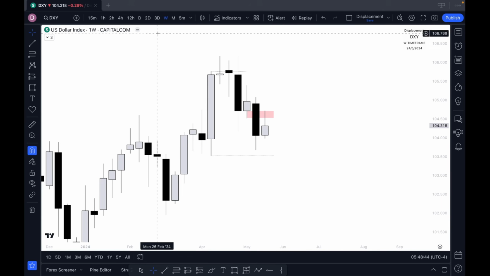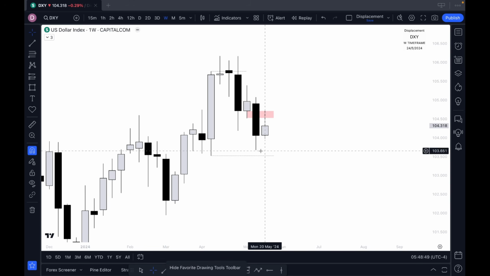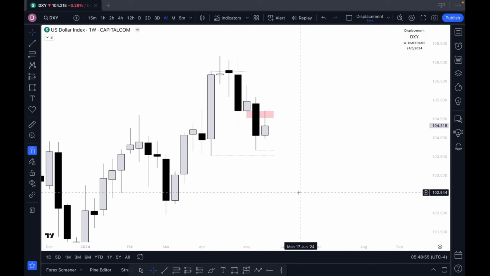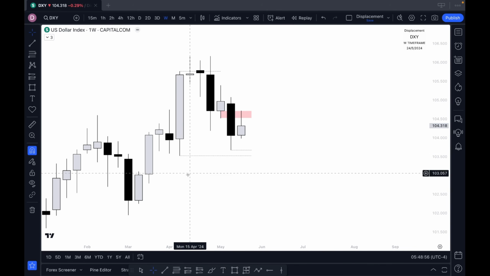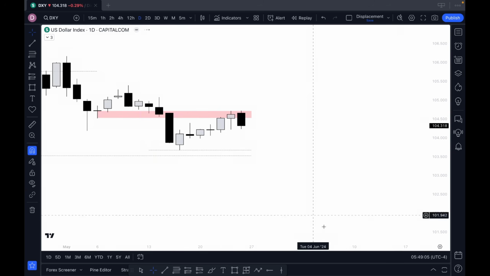So right now the drawn liquidity will be the previous week low. Okay, so the drawn liquidity which I am looking at is the previous week low in DXY. Okay, and also the 8th April weekly candle low as well. Okay, so let's go to the daily time frame to see what we have.